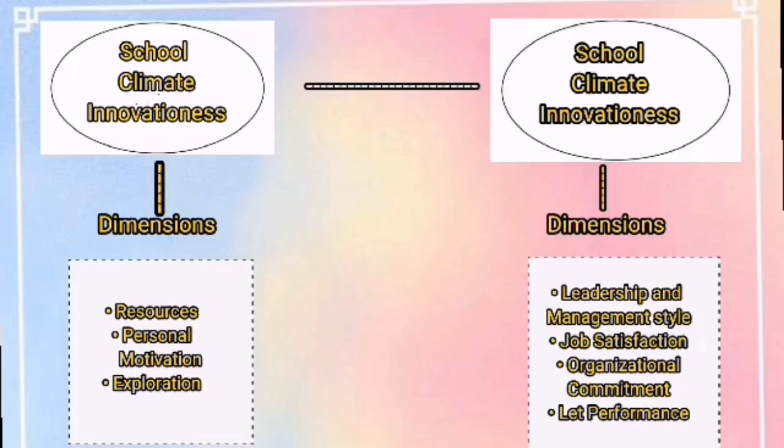According to Haynes, school climate is the sum total of and the dynamic interactions among the psychological, academic, and physical dimensions of the school's environment. In this study, 3 dimensions were considered to assess school climate innovativeness, namely resources, personal motivation, and exploration. On the other hand, the indicators used in determining the effectiveness of the respondent schools were leadership and management style, job satisfaction, organizational commitment, and LET performance.